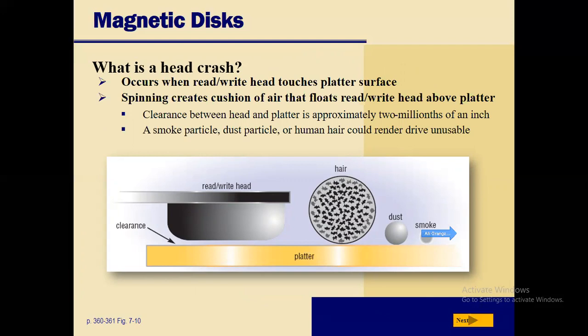Here is the head crash, which occurs when a read-write head touches the platter surfaces, where the access arm touches the platter surfaces. We can say that in a head crash, the spinning creates a cushion of air that floats the read-write head above the platters.